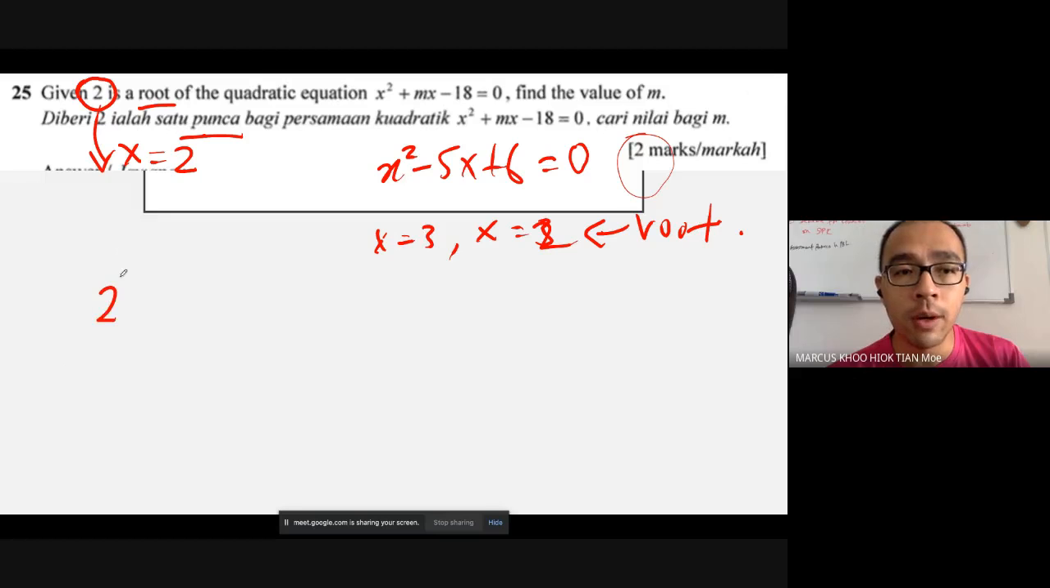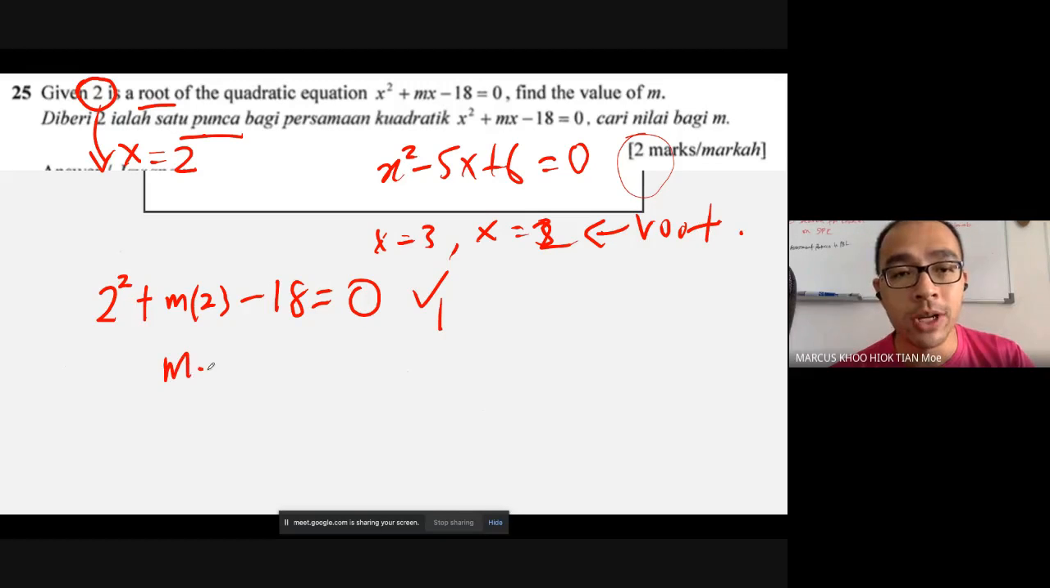So 2 to the power of 2 plus m times 2 minus 18 equals to 0. 1 mark. Then you bela bala, you get m equals to 7. Another mark. Very simple question. This paper is so amazing. It starts difficult, but the more you do, especially question 24, 25, dia macam soalan senang sudah. And this is what we can expect lah from a standard paper 1 question in AddMaths.